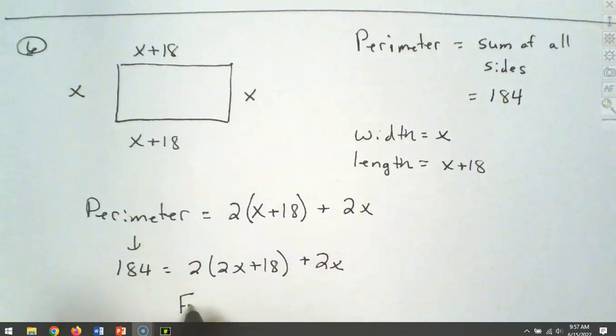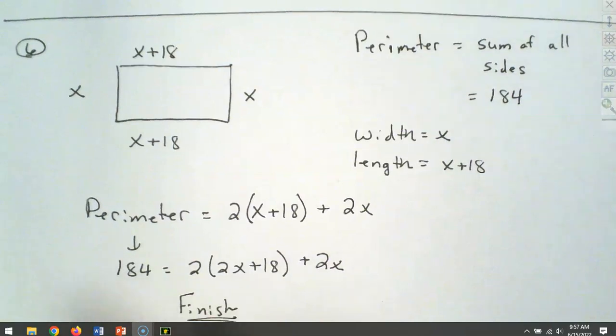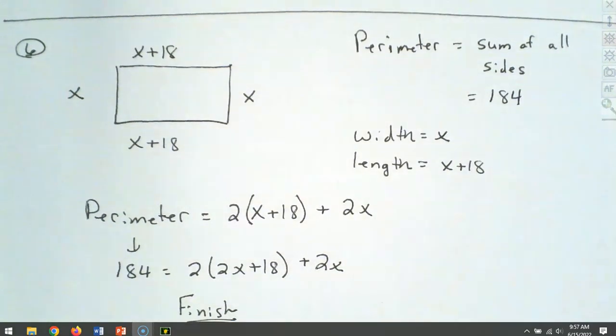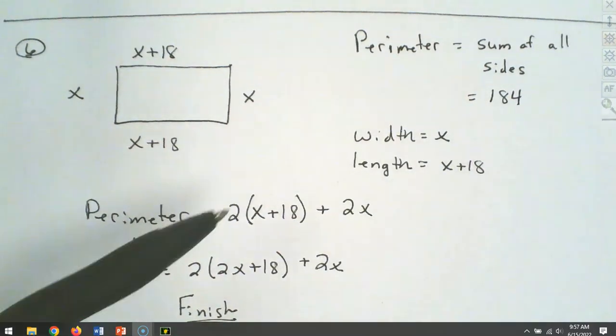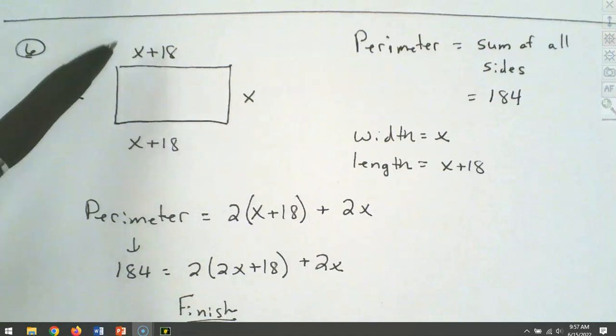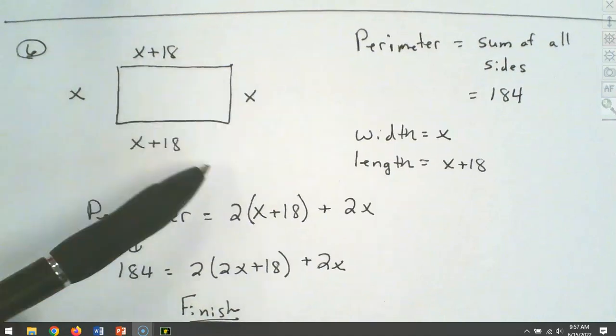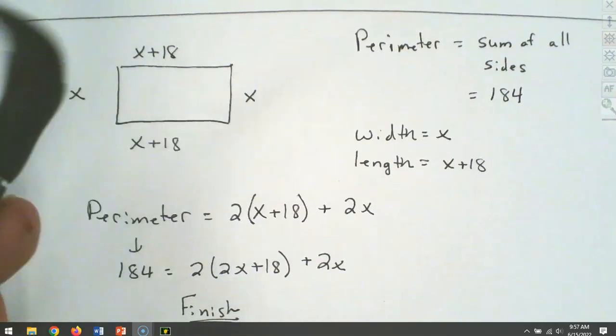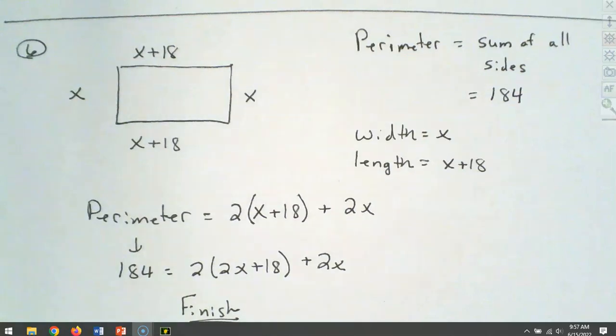And now you have it. And now I think you can finish it from there. But do you see how I went through and I set it up? You could have just added them all up. I just did the 2 because there's 2 of these and there's 2 of those. But you could have simply written them all out, all 4 of them, and added them up. You're going to end up with the same result.